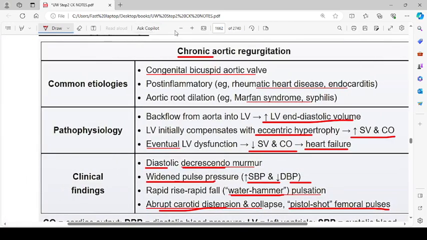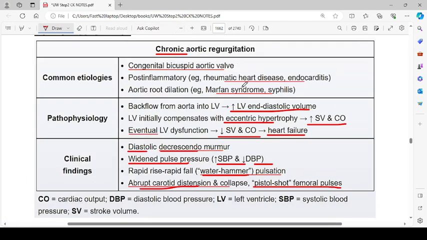Then we have chronic aortic regurgitation. We have seen a condition, bicuspid aortic valve, which can lead to aortic regurgitation in young adults. In chronic aortic regurgitation, the common etiologies are congenital bicuspid aortic valve, post-inflammatory causes like rheumatic heart disease and endocarditis. You must remember that rheumatic heart disease most commonly affects the mitral valve and causes mitral regurgitation, but to some extent it can also lead to chronic aortic regurgitation as well. Or aortic root dilation like in Marfan syndrome or syphilis.